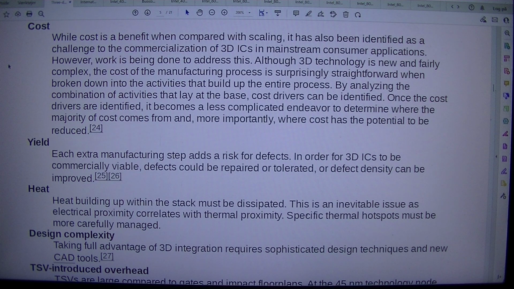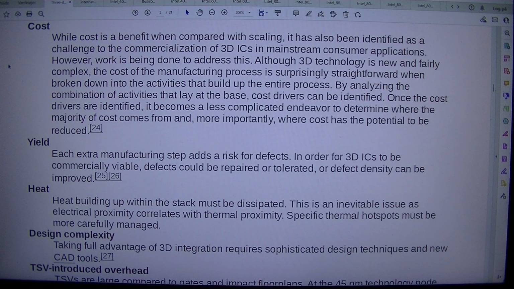Although 3D technology is new and fairly complex, the cost of the manufacturing process is surprisingly straightforward when broken down into the activities that build up the entire process. By analyzing the combination of activities that lay at the base, cost drivers can be identified. Once the cost drivers are identified, it becomes a less complicated endeavor to determine where the majority of cost comes from and, more importantly, where cost has the potential to be reduced.